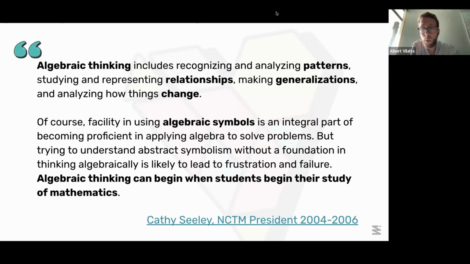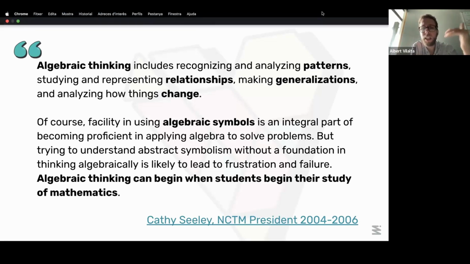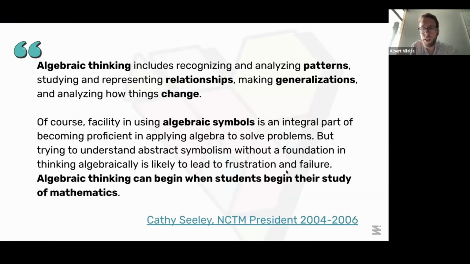That is great. It means that we all understand algebra in a similar way, which is key to be all aligned. Then, of course, facility in using algebraic symbols, which, okay, I'm going to unveil a little bit of Kathy's thinking here. She says, of course, facility in using algebraic symbols is an integral part of becoming proficient in algebra. Yes, but here is the key. But trying to understand abstract symbolism without a foundation in thinking algebraically is likely to lead to frustration, right? Algebraic thinking can begin when students begin learning math.